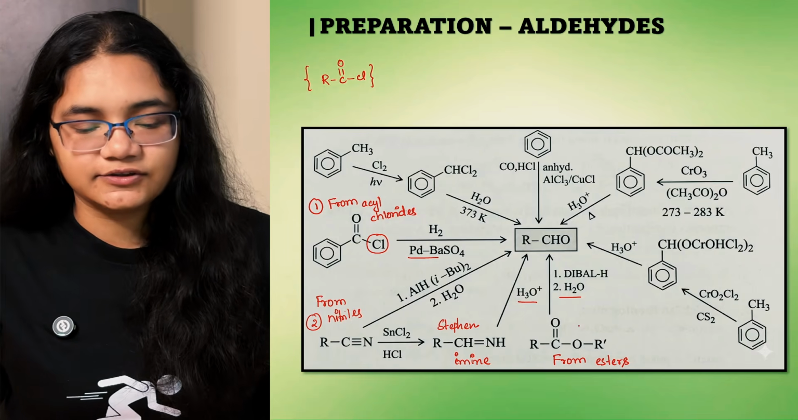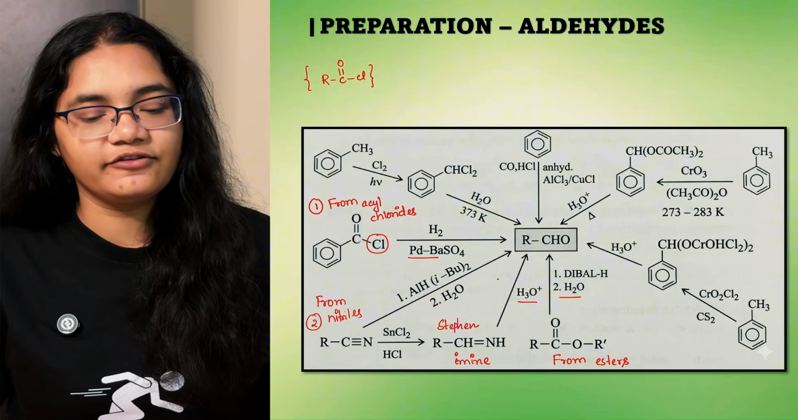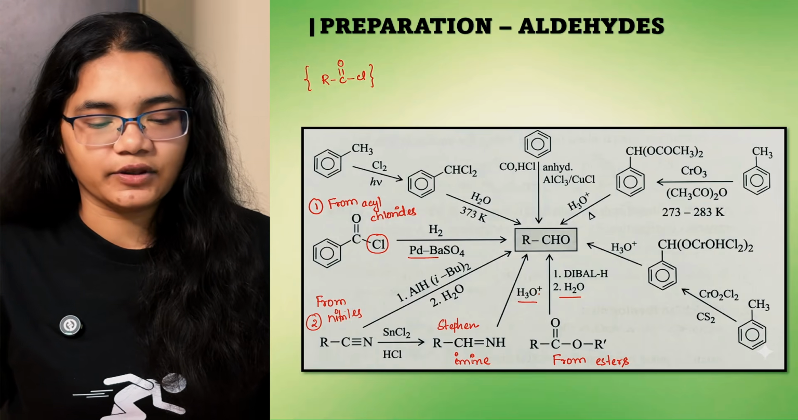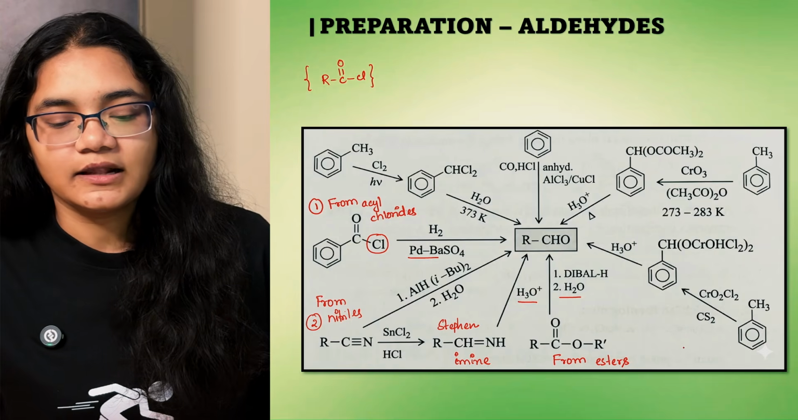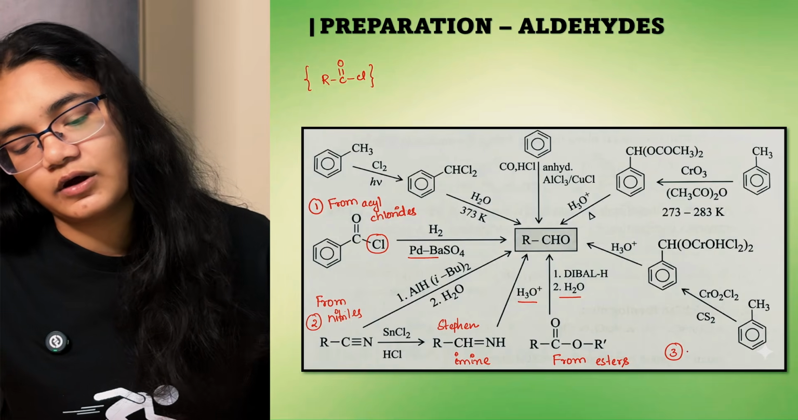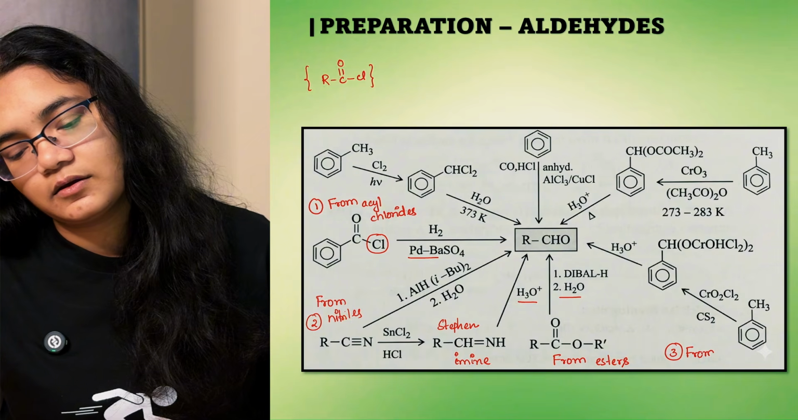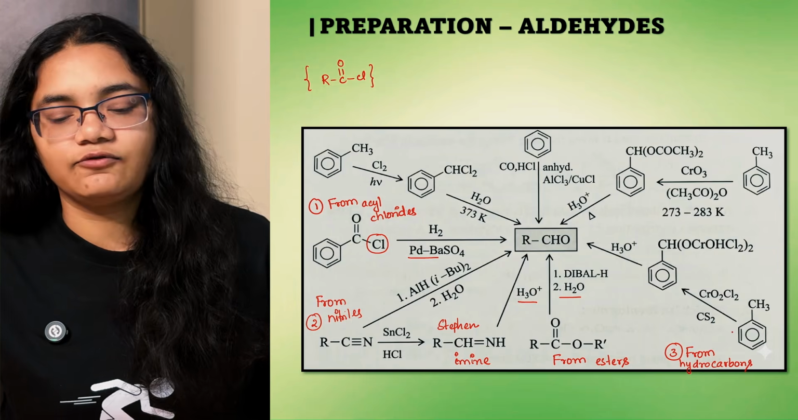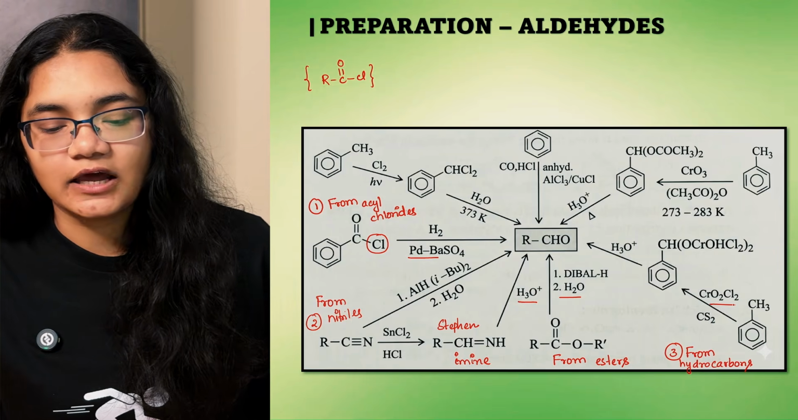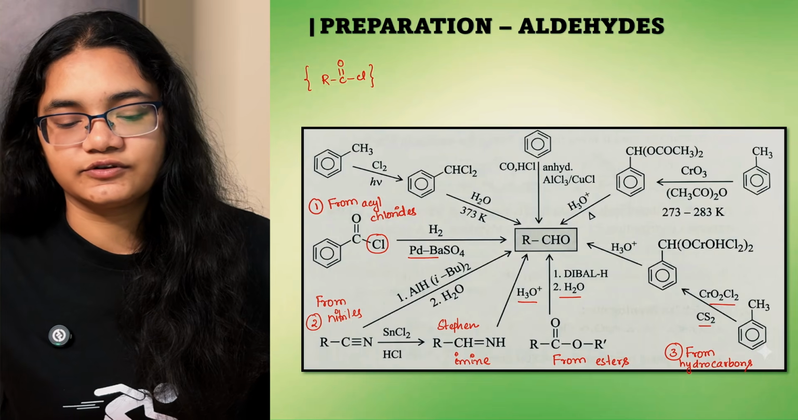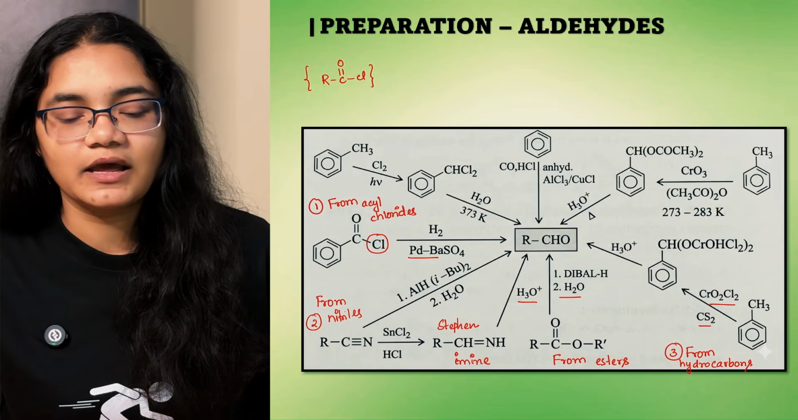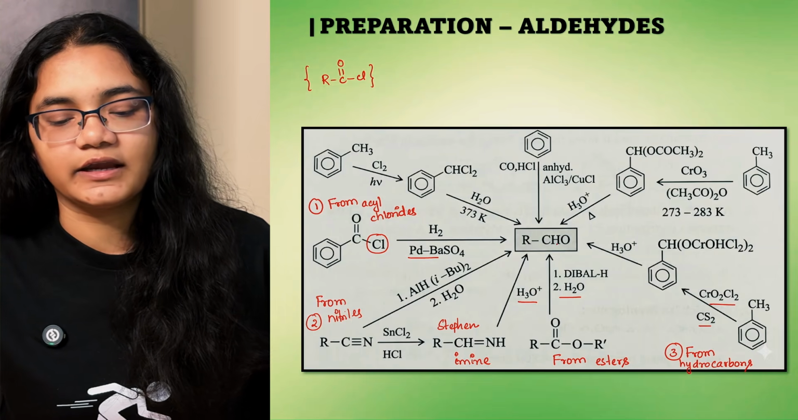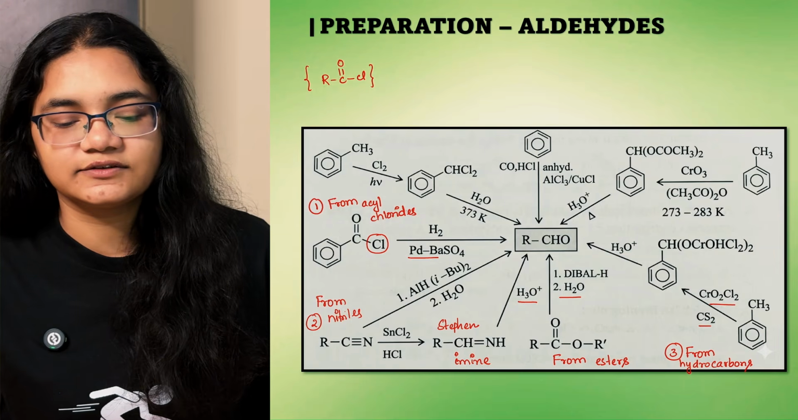Now if you have esters, from there also we can use DIBAL-H and we can give it to RCHO. Okay, these are the two methods of preparation. The third one is from hydrocarbons. Now, if you have methyl benzene here, CrO2Cl2 and CS2 is there. So first of all, a chromyl complex is formed, and then when you hydrolyze it, we get RCHO. Okay, that is from hydrocarbons.